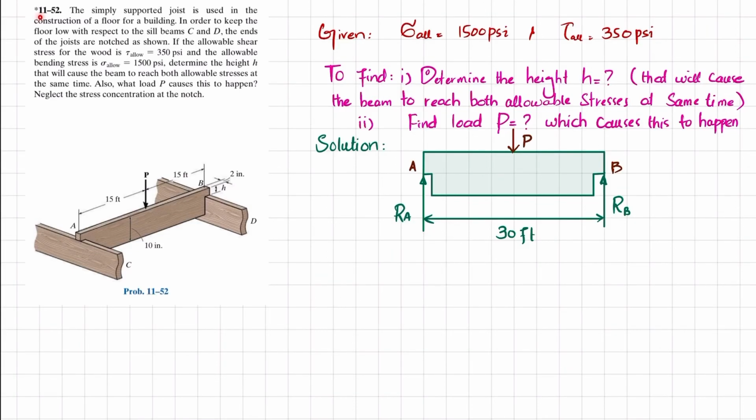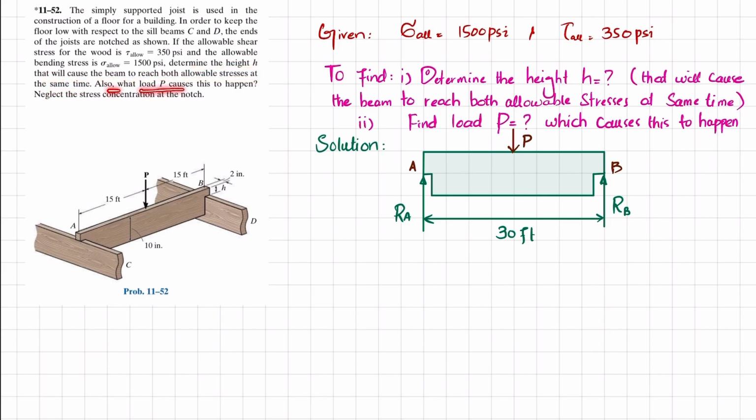Welcome back. Problem 11-52. The statement is: the simply supported joist is used in the construction of a floor for a building. In order to keep the floor low with respect to sill beams C and D, the ends of the joist are notched as shown. If the allowable shearing stress for wood is 350 psi and the allowable bending stress is 1500 psi, determine the height h that will cause the beam to reach both allowable stresses at the same time.